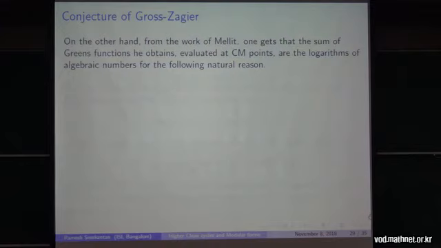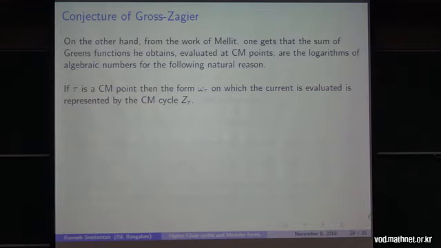On the other hand, if you have this connection between higher Green's functions and higher Chow groups, what Mellit can show is that if you have a higher Chow cycle and you take the regulator, then you get certain higher Green's functions, and you evaluate that higher Green's function at a CM point, that number has to be a log of an algebraic number. Okay. So Gross and Zagier conjectured something about relations between modular forms giving you log algebraicity, and Mellit shows the other way around. If you have a higher Chow cycle, then you get log algebraicity. So again, it sort of provides more evidence for the link. Okay.